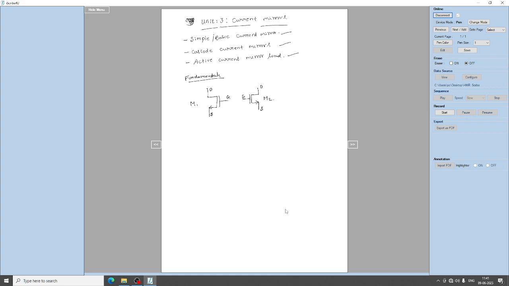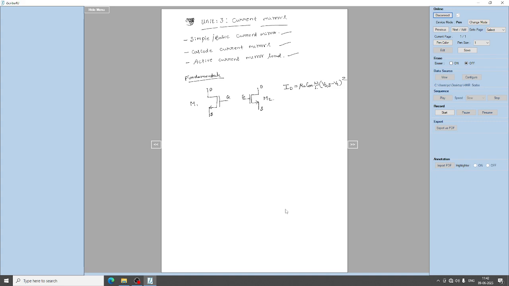For the basic current mirror to act as a current source, the device should work in the saturation region. According to that, we know the current expression in the saturation region is mu n Cox W by L into (VGS minus VT) whole square. This is the current expression for the device in the saturation region.